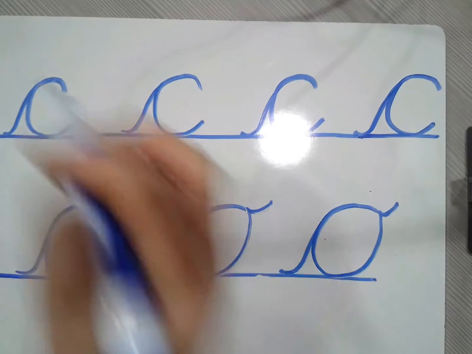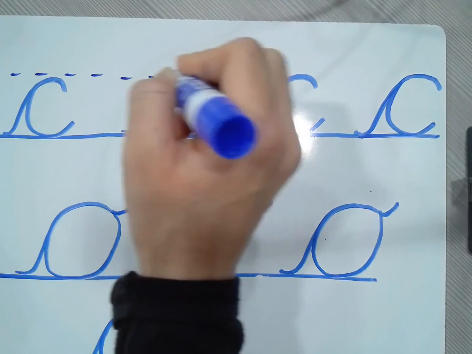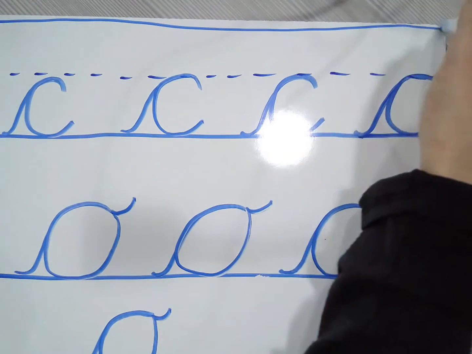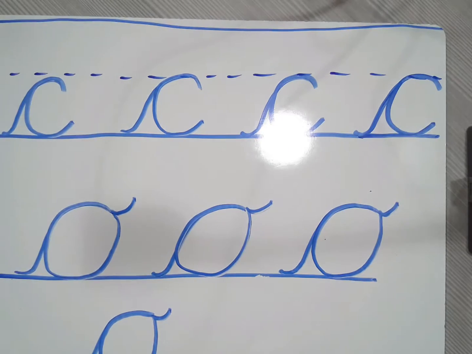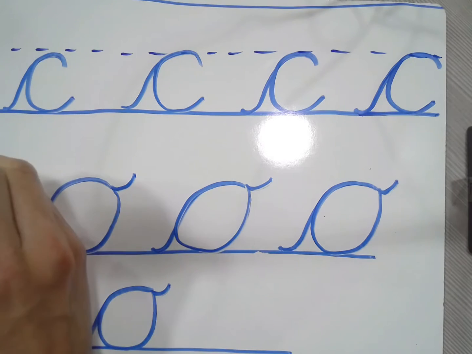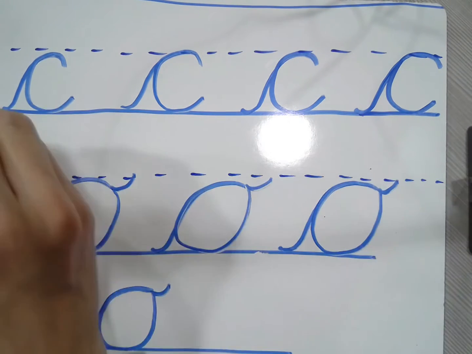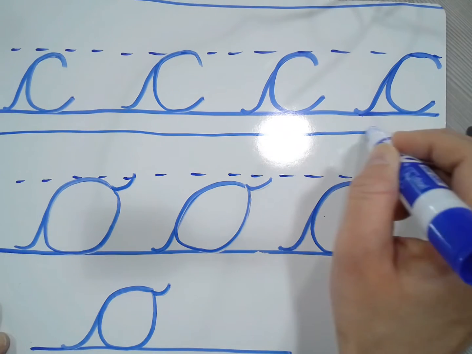Now I should make a note that both lowercase c and lowercase o only go up to the dotted line. So if you had a dotted line here and a tall line up here, it would stop when you get to the dotted line. The same with lowercase cursive o. It only goes to the dotted line. It does not go all the way to the top.